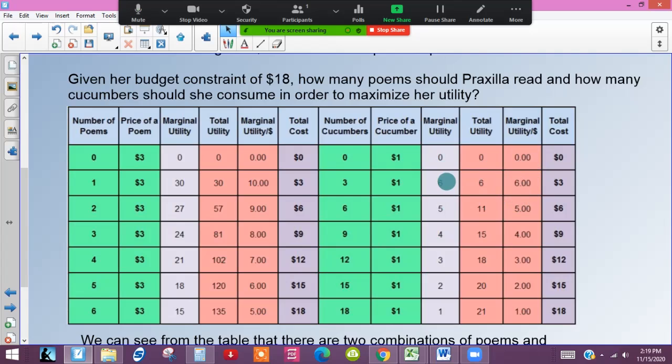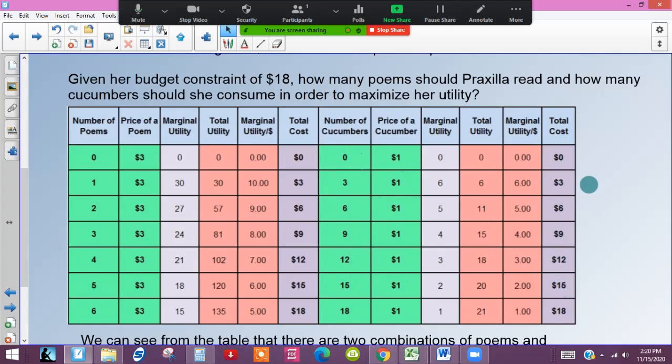since the price is 1. So it's just basically 6 over 1, 5 over 1, 4 over 1, 3 over 1, right? And then we have a total cost, which is the price of the number of cucumbers here times, it's the number, I should say, times the price, right? 3 times 1, 6 times 1, and 9 times 1. So this is the total cost of each a different number of cucumbers.